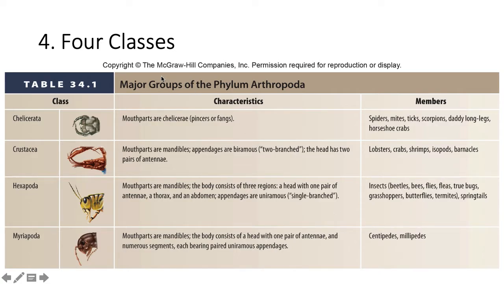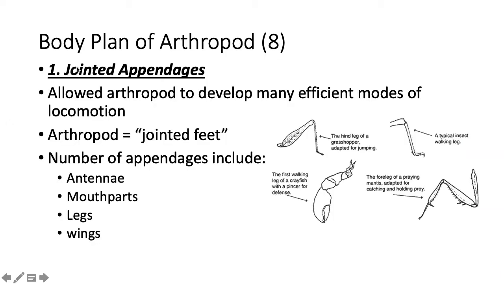But for your notes, I would just say, Chilo-Crust-Hex-Myria. I would just write or type this. Okay, so I'm going to talk about the basic features, the body plan of an arthropod, and there's 8 of them. The first one's called jointed appendages, so let's talk about the name arthropod. Arthropod means jointed feet.